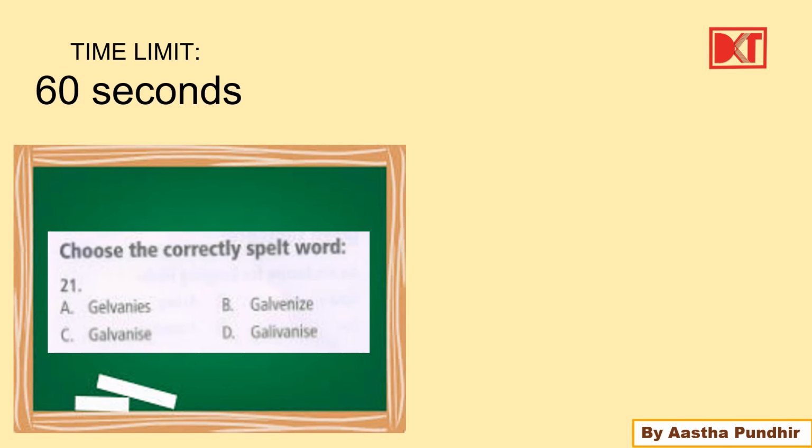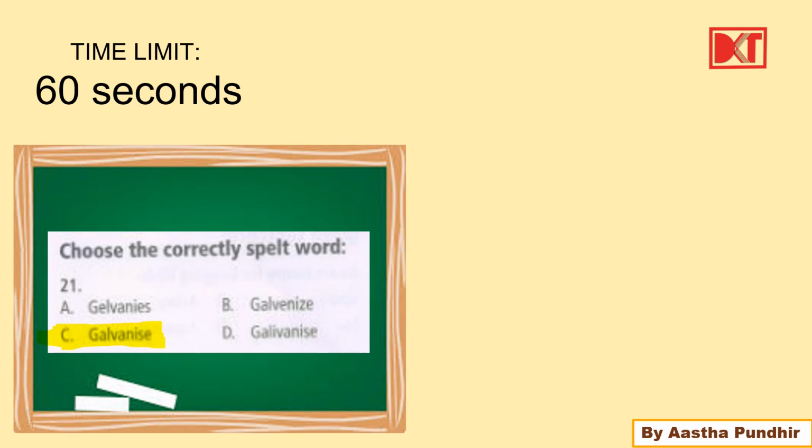Okay, so the next category, here again we come back to spellings. Now here we have to see which one has the correct spelling and mark that one. Let's see. Here the word is galvanize and the correct spelling here is C.